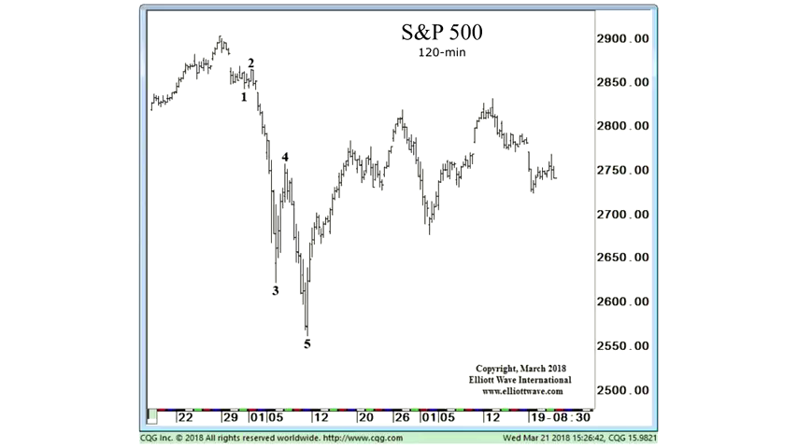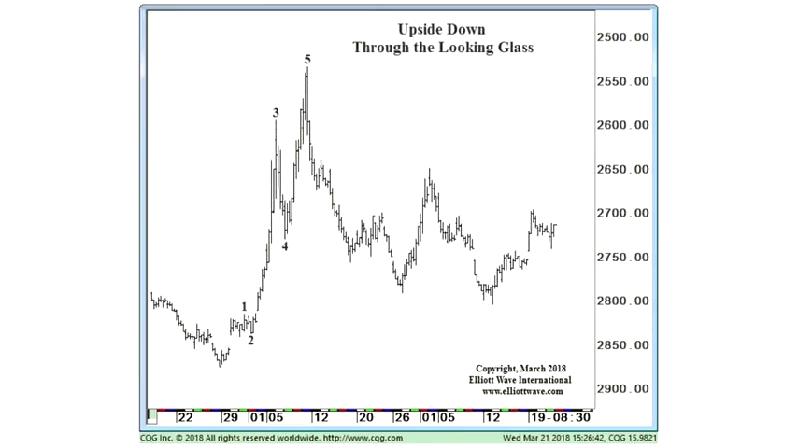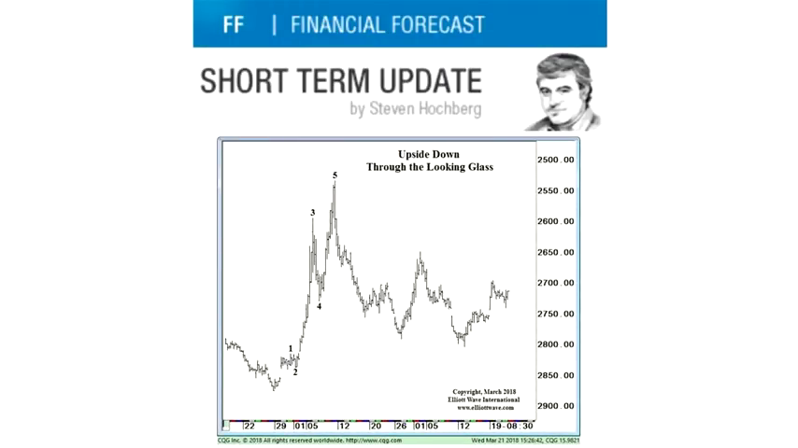Again, this is more than a thought experiment. The idea is set your assumptions aside, check your analysis, and be sure that you're seeing the pattern correctly. If you do, the different perspective helps your level of conviction, which is how short-term update editor Stephen Hochberg described this upside down through the looking glass chart when he showed it in the Wednesday, March 21st, 2018 update, along with the right side up fully labeled chart of the S&P 500 that prepared subscribers for the Thursday, March 22nd decline, plus what the trend should do from there.